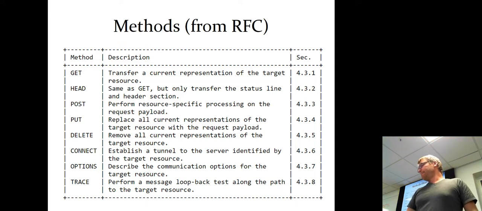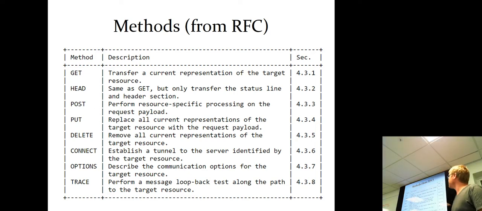Then if you have the head request, it just gets the status line that you see on top of your browser and the header section, so meta information, but not the content. So if you have constrained internet access, the idea is there that you get a gist of what's happening there without getting the actual content. And there's other functionalities such as posting, put, delete, connecting, options, and trace.